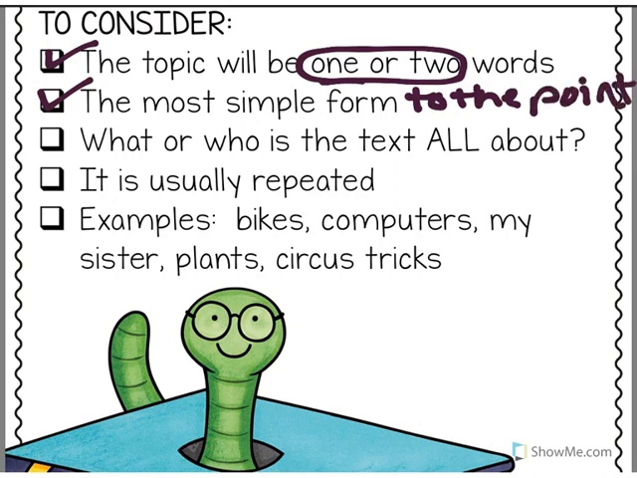Our details will help us get more specific. We also need to think who or what is the text all about. So who or what, it could be a person or a thing.